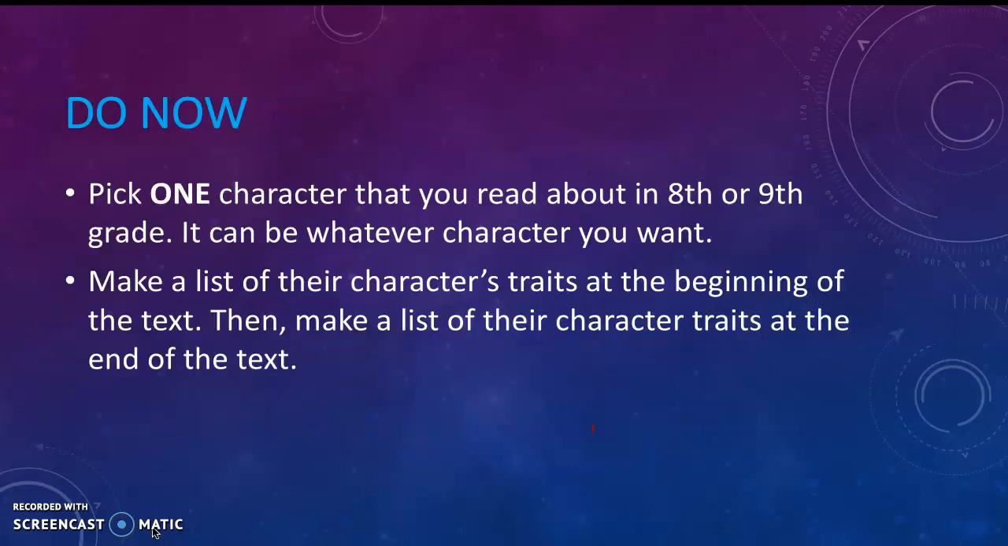As always, we are going to kick off this lesson with a do now. For our do now, I want you to pick one character that you read about in 8th or 9th grade. It can be whatever character you want. After you have picked your character, I want you to first make a list of the character's traits at the beginning of the text. Then, I want you to make another list of their character traits at the end of the text. Got it? Okay. Pause the video now and complete the assignment on the Google Classroom page.